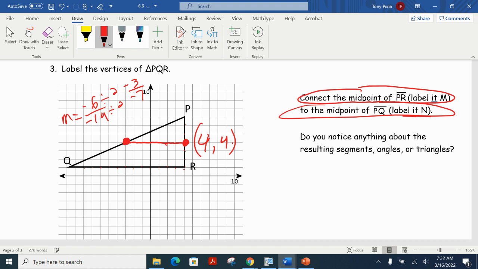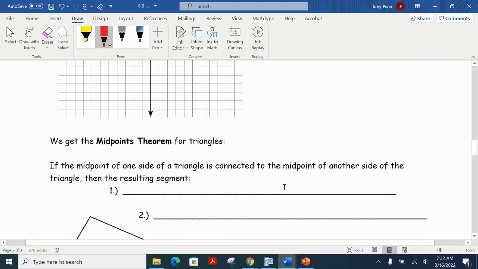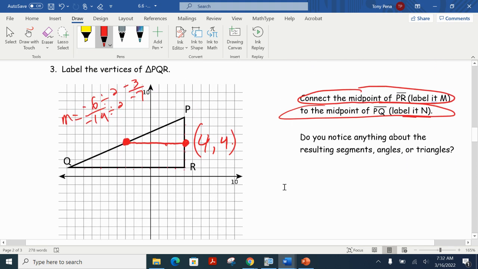And then it says, notice anything about the resulting segments, angles, or triangles. What we want to look at, in terms of the midpoint theorem, is that if I figure out how long this new segment is, this is 1, 2, 3, 4, 5, 6, 7 lengths. If I go to the line that it's parallel to, notice how this is parallel, that's one thing we want to understand. Watch how long this one will be: 1, 2, 3, 4, 5, 6, 7, 8, 9, 10, 11, 12, 13, 14. So notice how that's exactly half.